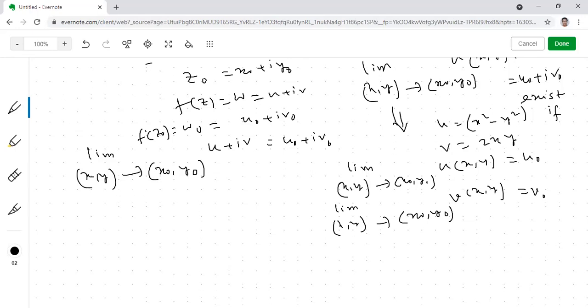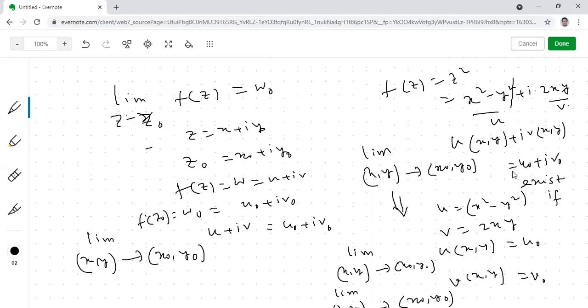That means the entire function of complex variable has a limit if the real part of the functional value is converging towards the real part of the limiting value, and the imaginary part of that functional value is converging towards the imaginary part of the limiting value. Then we can say that the entire function of complex variable has a limit, and this will actually be w0. Okay. Yes, sir. Now let me give the example.